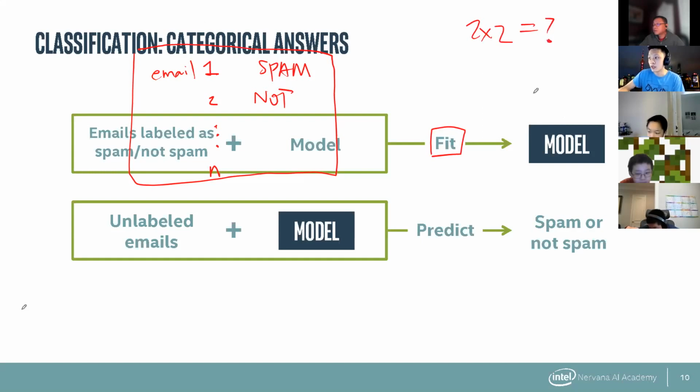You would let the student answer, and maybe they answer 8, which is completely wrong. And basically you would tell the student, hey, no, that's not right. The correct answer is 4. Please change the way that you think so that next time you output 4.